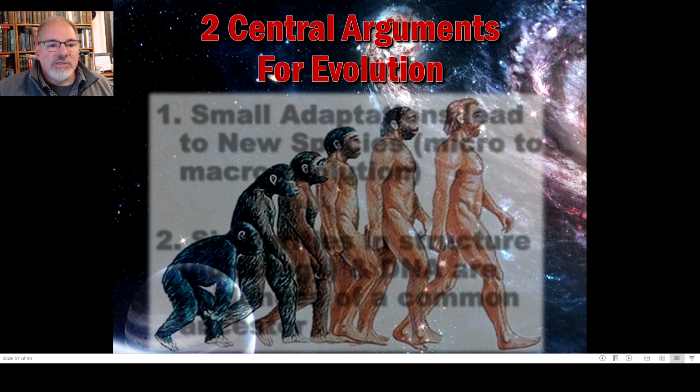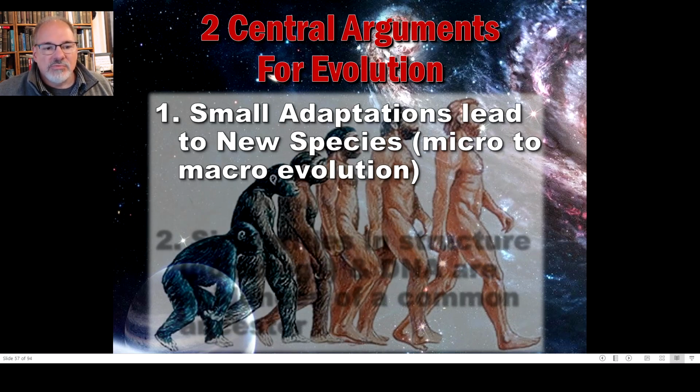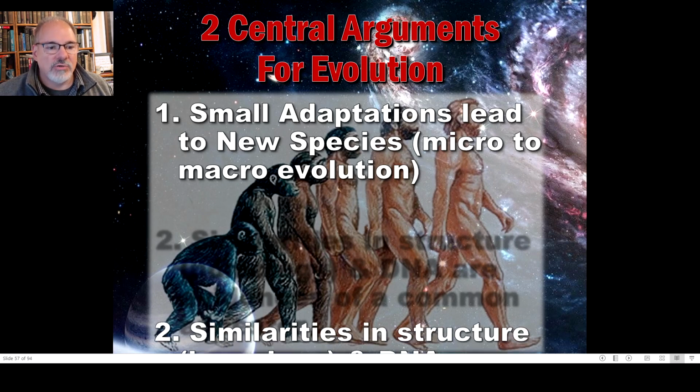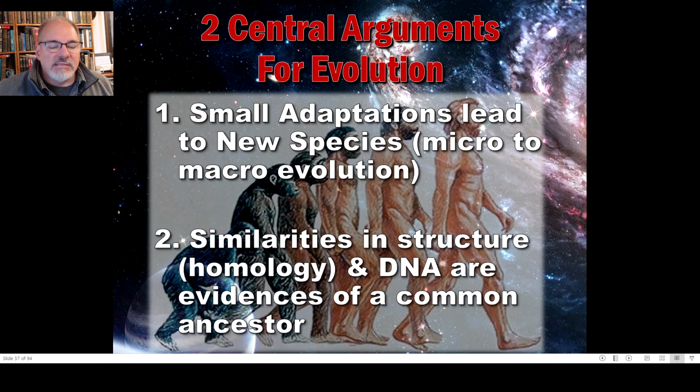So the two central arguments for evolution are, first of all, small adaptations lead to new species, micro to macroevolution. Microevolution is just modifications within a species. Macro is one species to another species. And similarities in structure, homology, and DNA are evidences of a common ancestor.